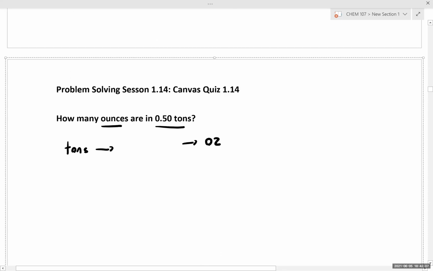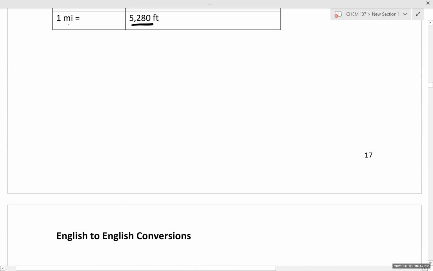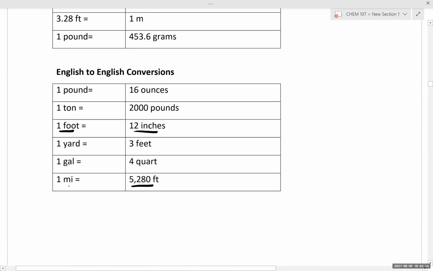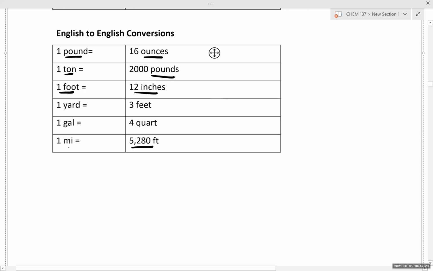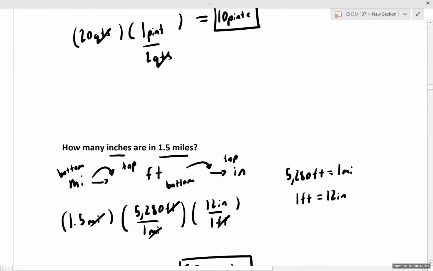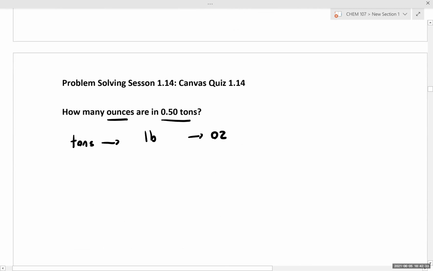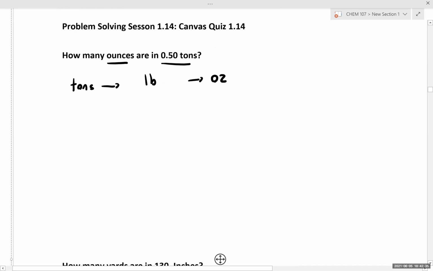Now, looking at our English conversion table, we notice that there's a relationship between tons and pounds and a relationship between pounds and ounces. Thus, pounds look to be a reasonable intermediate unit. So now that we have our solution map established, let's try to execute on this unit conversion map.